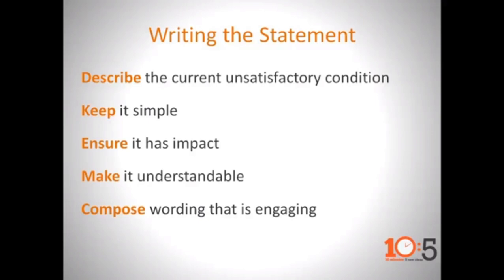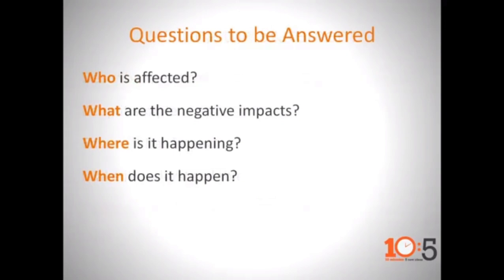Here's an example. We keep missing product shipments. Not too engaging. How about if we rewrite that as, Our customer commitments and relationships are being jeopardized due to our inability to effectively ship product on time. The problem statement should answer these questions. Who is affected? What are the negative impacts? Where is it happening? And when does it happen? We should not try and answer the question why, because it tends to put a solution into the problem statement.